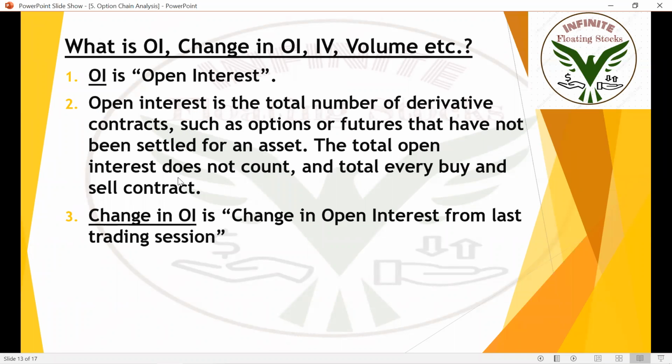This is the formal definition for it. Just ignore it. If you're able to understand it, that's well and good. If you're not able to understand, also no problem. Anyway, you know what OI is and what change in OI is. I have just explained OI and change in OI in the option chain table. If the value is big, that means a lot of orders are getting ready to get executed when the market reaches that strike price.